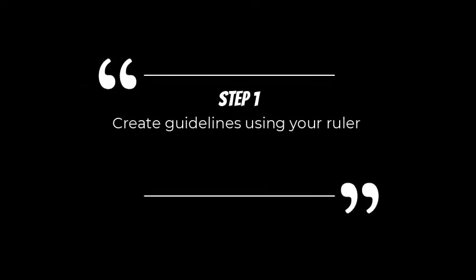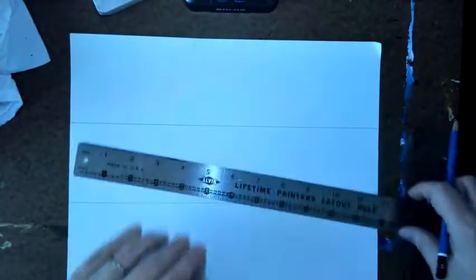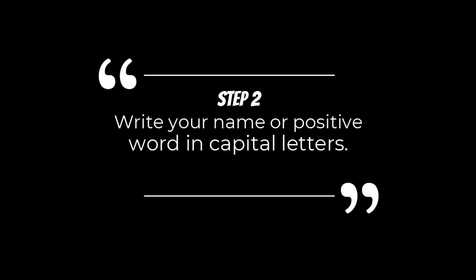Step 1, use your ruler or straight edge to create two guidelines towards the bottom of the paper. Your letters will be placed in between these guidelines. Step 2, write your name or your positive word in between your guidelines using capital letters.